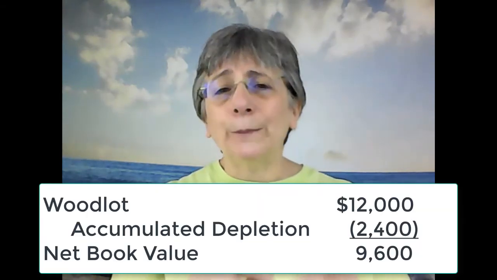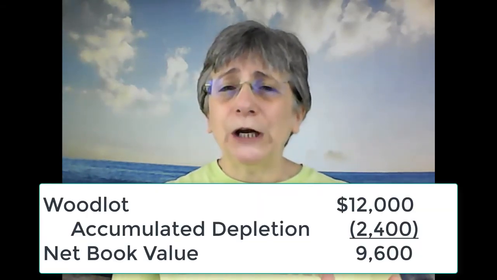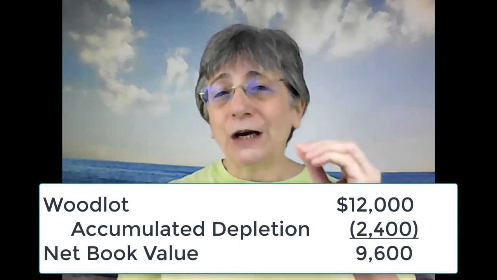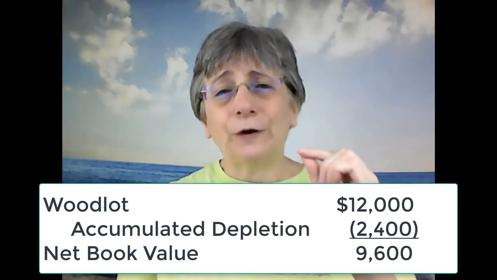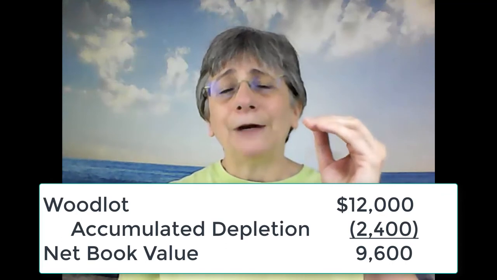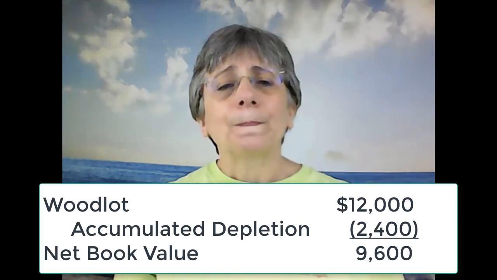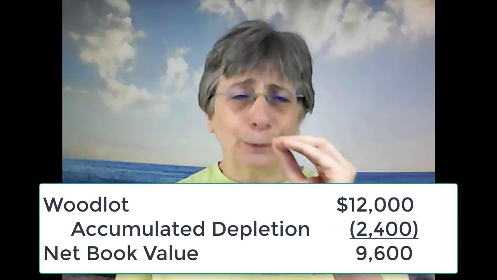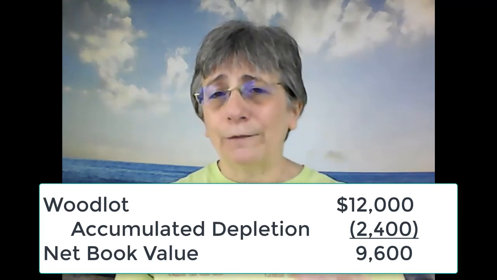And just like with accumulated depreciation, our accumulated depletion is a contra account, a contra asset, and it appears on the balance sheet as a deduction from the cost of the asset. So we would have an asset called woodlot, and then we would have accumulated depletion, and then we would have our net book value, the difference between the two. And there you have it, depletion of a natural resource.